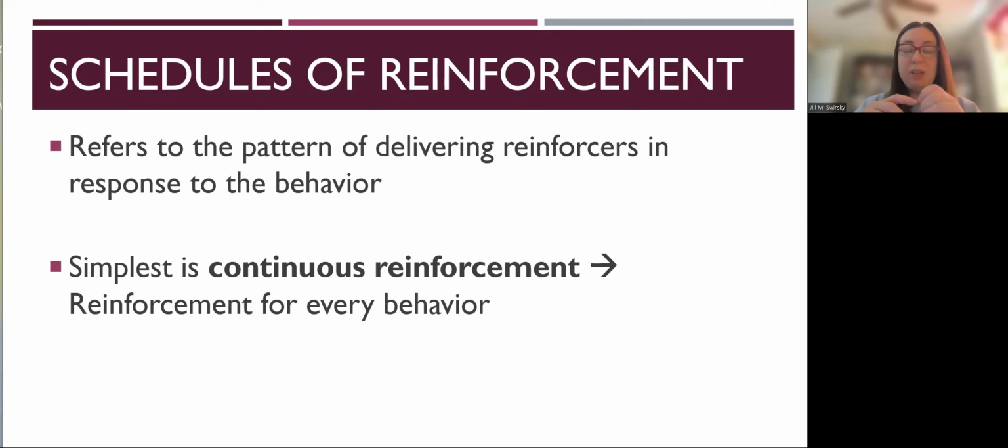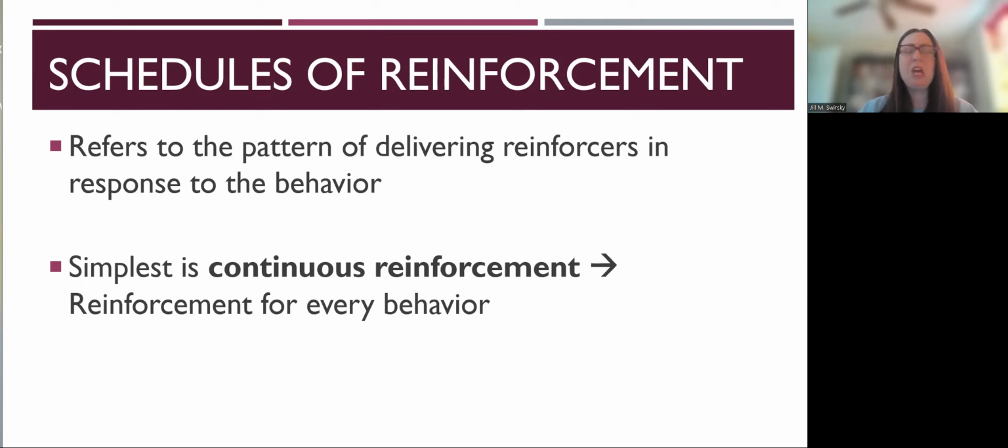One is that continuous reinforcement doesn't typically occur in the real world. We don't typically earn a reinforcer every single time we do something. We usually have to wait a little while before we get it. You don't get a paycheck every single time you show up to work. You have to wait a little while. You have to go to work for X amount of days before you earn that paycheck. We don't want people or organisms to learn that every time they do something, it will be met with reinforcement.